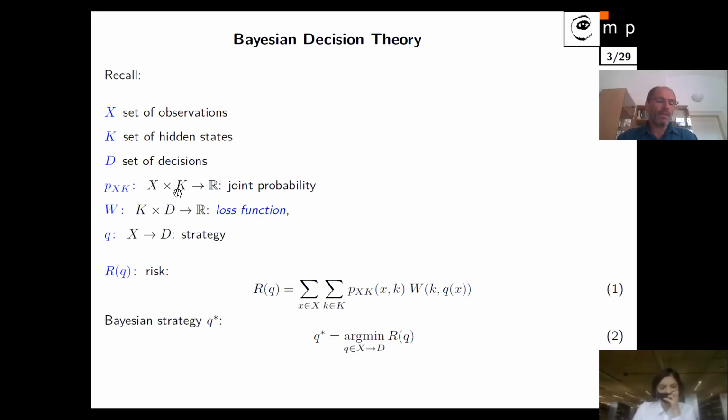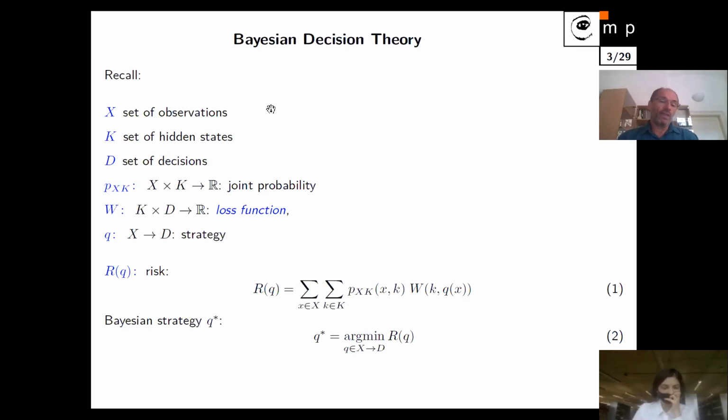appears. And then we had the loss function, which says if you make a decision D and the true hidden state, the true class, is K, how much you lose. We talked about the most, I would say, canonical examples where D and K are the same. You are doing classification, and if you correctly classify, your loss is 0, and if you make a mistake, your loss is 1. So it's like minimize the number of mistakes. And the strategy is how you react to an observation with what decision.